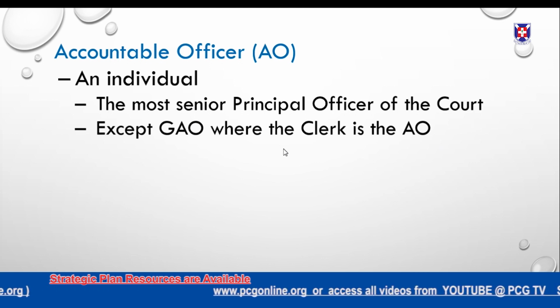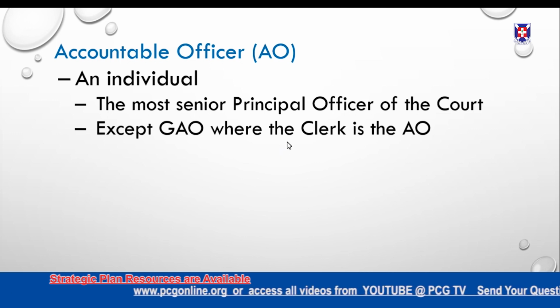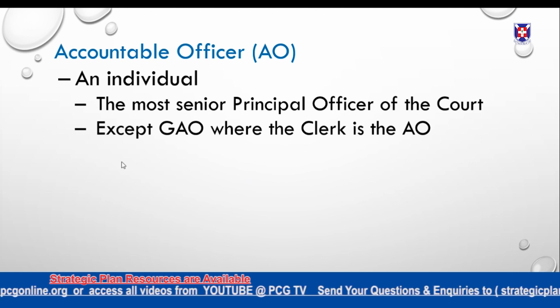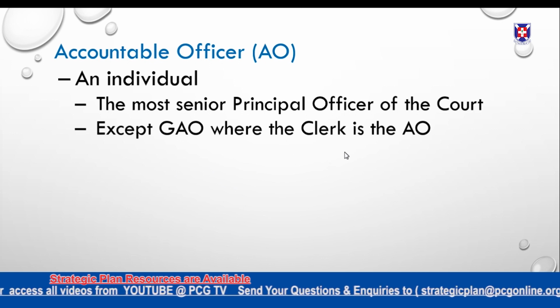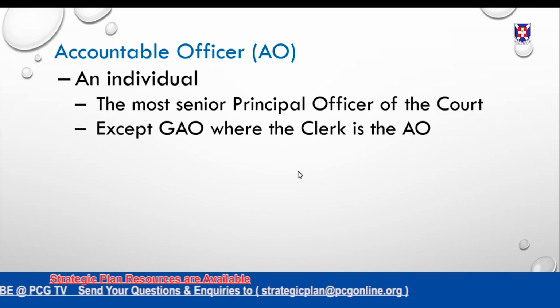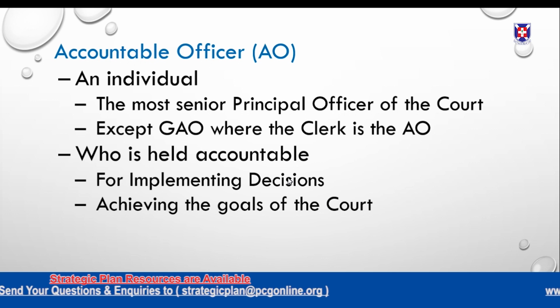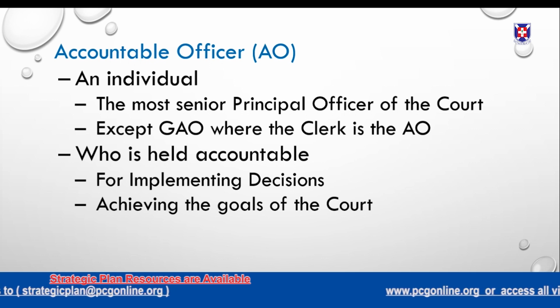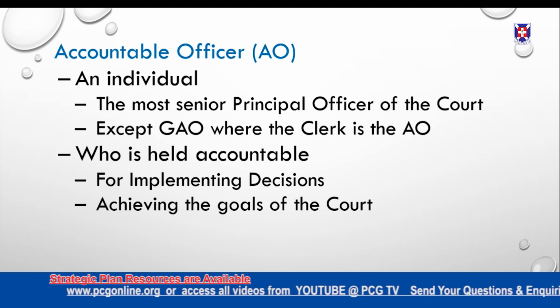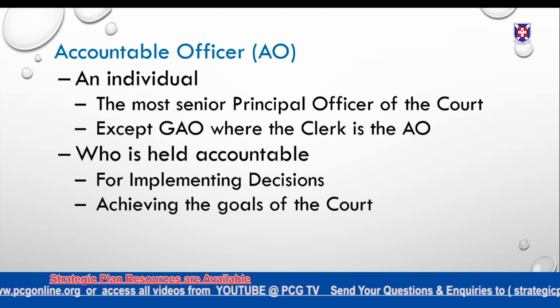And that means in the congregation it is the agent in charge. In the district it is the district minister. In the Presbytery it is the Presbytery chairperson. But in the GAO, it is the clerk, because there's no other court above the General Assembly. And this individual is held accountable for implementing decisions and achieving the goals of the court. Most of the time, the court above you and your own court. You are accountable for implementing its decisions and achieving the goals that it sets for you.